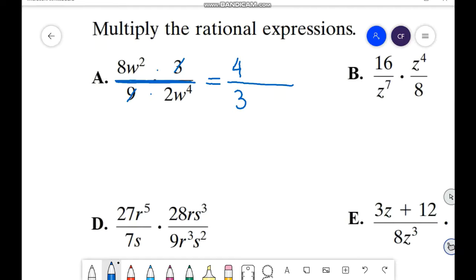Now let's move to the variables. We have only W as a variable on this multiplication, only W. And which one has the highest exponent? This W here on the denominator. So we keep the variable on the denominator, and the exponent is going to be 4 subtracted by 2. So 4 minus 2 is 2. The answer, 4 over 3W squared. This is the right answer for question letter A.